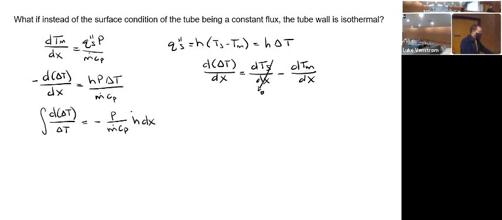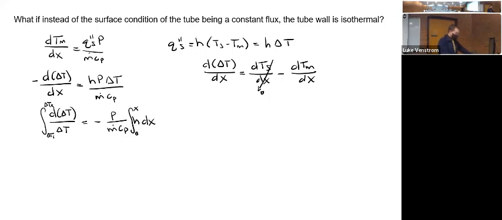So if I integrate this, the P over m dot C sub P is just a constant, right? The perimeter of the tube is whatever the perimeter of the tube is. The flow rate is whatever the flow rate is. The specific heat we're going to say is a constant. It's whatever it is. Okay. We're going to be integrating from the inlet to some location x. So this is like delta t at the inlet to some location x, if you want to think of it that way.